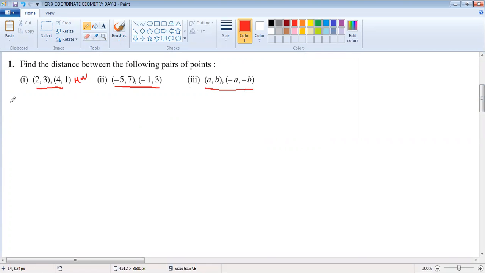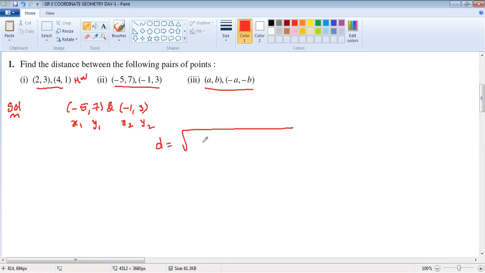Now, they're asking to find the distance between the points. Let us take (-5, 7) and (-1, 3). Take this one as x1, y1 and x2, y2. Now we know the formula: the distance between any 2 points, d, is equal to root over (x2 minus x1) whole square plus (y2 minus y1) whole square.